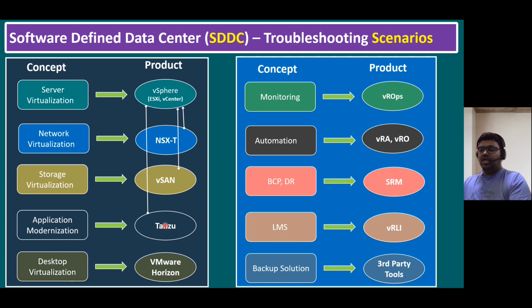And similarly to Tanzu, even your developer users who want to deploy some container applications, if your vCenter server is down, how will they deploy the applications? So all are correlated with our primary management platform, which is vCenter server. And similarly for our VMware Horizon desktop virtualization as well. Okay, and normally this is one type of troubleshooting scenario. We have finally 5 scenarios.